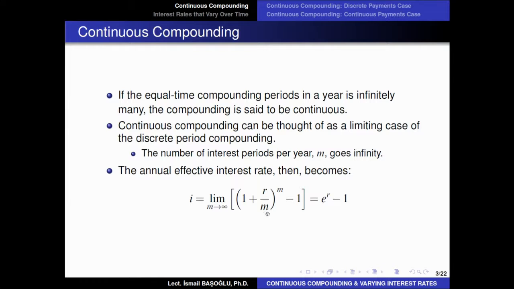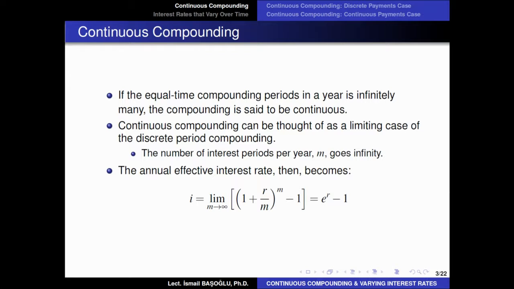For example, when M was 12, R over 12 was calculating the effective interest rate per month. Now, in the number of months in a year, which is 12, the compounding will occur 12 times, and that value will be giving you the annual compound amount factor, and we subtract 1 from that to get the annual effective interest rate. Now, what we are going to do is this. We are just going to take the number of interest periods per year to infinity. Instead of monthly, we are just going to assume maybe secondly compounding. Every second, the compounding will occur.